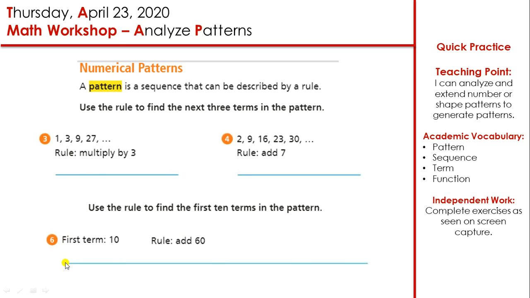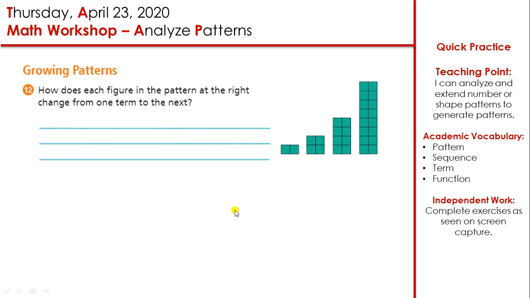So that means that we're going to begin at number 10, and from there we're going to add 60 because 60 is the rule. So my first term would be 10. If I add 60, that would be 70. If I add 60 more, that would be 130, and so on. So I will keep on adding 60 until I get to my 10th term, as the command asks me.